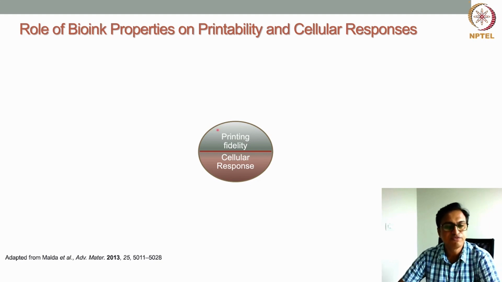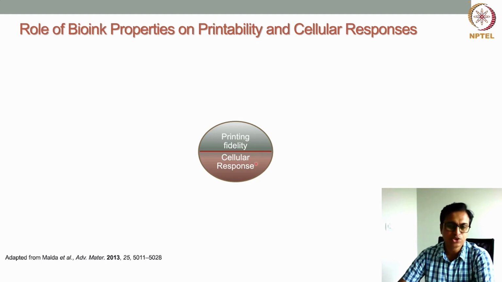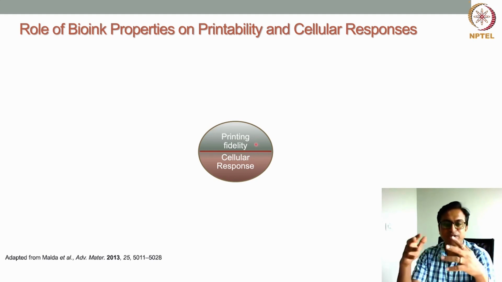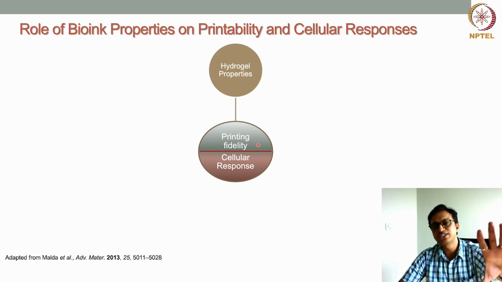So these two are very different requirements. For printing fidelity, the requirement is very different, and for cellular responses, the requirements are very different. So it's challenging to satisfy both requirements by selecting a specific type of Bioink, because these two are opposing requirements. For printing fidelity, we need the Bioink to have certain properties. For cellular responses, the Bioink should have certain other properties. We'll see all these things, like the hydrogel properties. Hydrogel properties respond very differently to printing fidelity and to cellular responses. We'll discuss each of these in great detail in the next few slides.